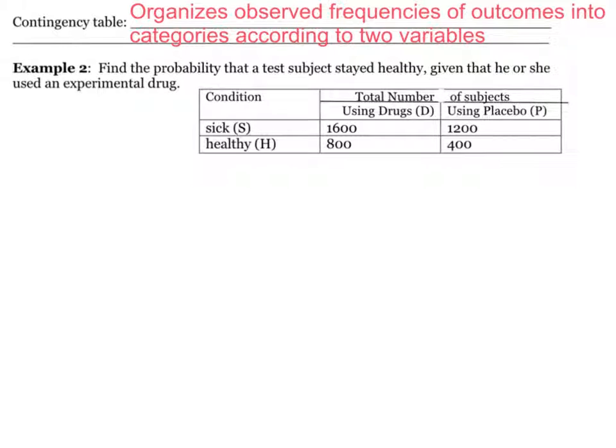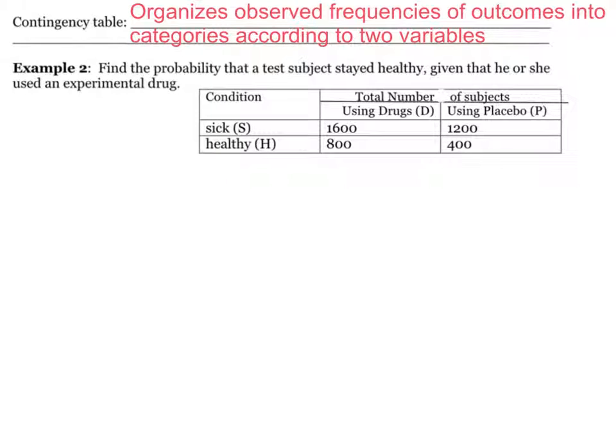Example 2 says define the probability that a test subject stayed healthy given that he or she used an experimental drug. And we have this chart that we're looking at, and we can look at sick patients, healthy patients, and we can also see, are they sick and they used a drug, or are they sick and they used a placebo? Are they healthy and they used the drug, and healthy and they used the placebo? So, given what it says, we're going to want to find the probability of H given that D occurs.